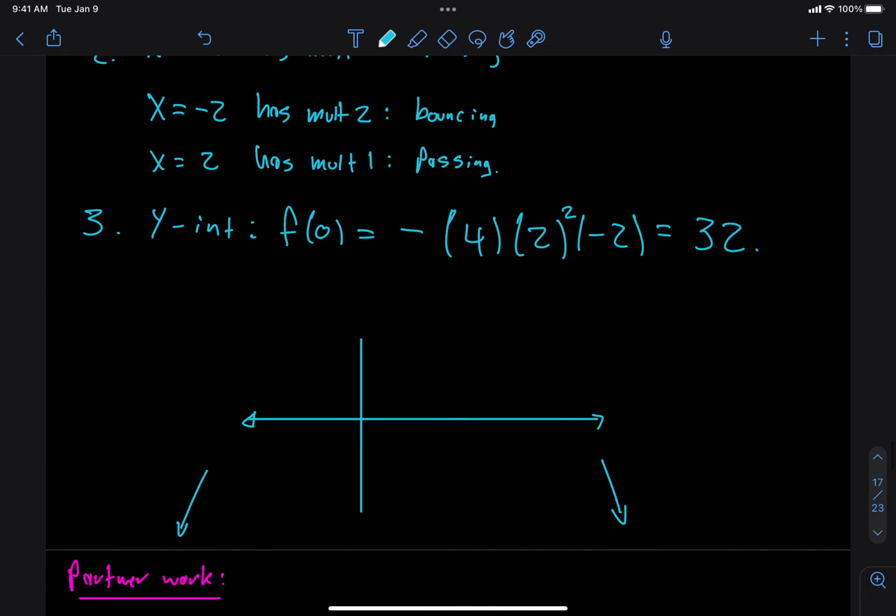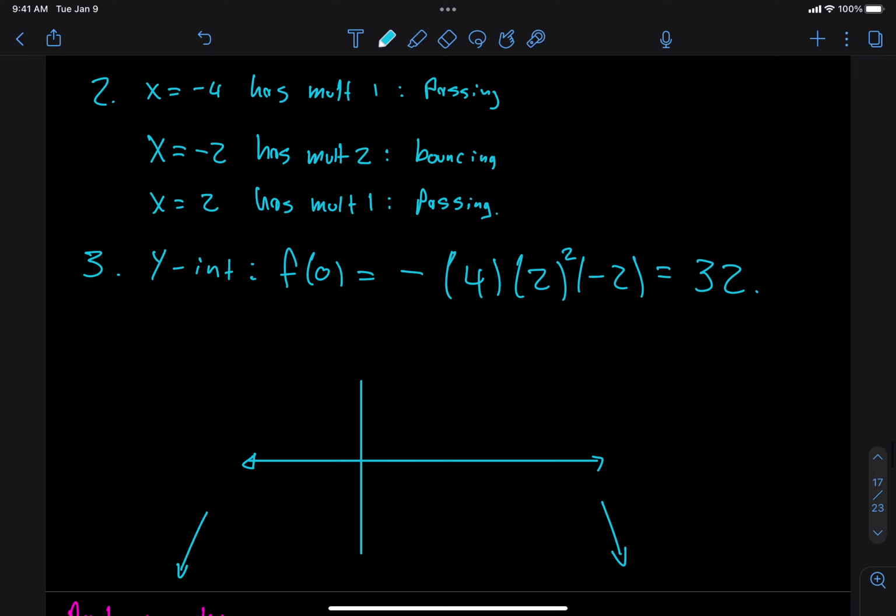Okay, so let's put the zeros on here, and then we'll finish up graphing this. So I know x equals -4. Maybe I'll put that there. And then I'll put x equals -2 right there. And then I'll put x equals 2 right there.